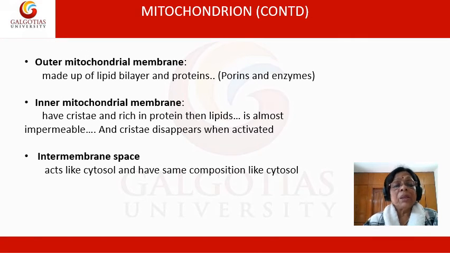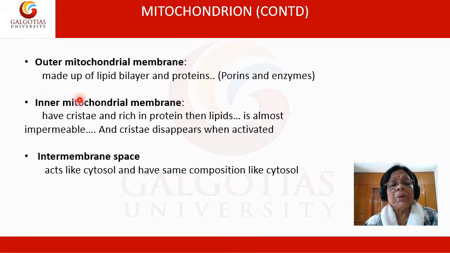Mitochondria has an outer mitochondrial membrane, which I have just now shown. It is made up of lipid bilayer and proteins. Proteins present in the mitochondrial membrane are porins and enzymes. We know that all the enzymes are protein in nature. So the enzymes which function in the mitochondria are present in this region.